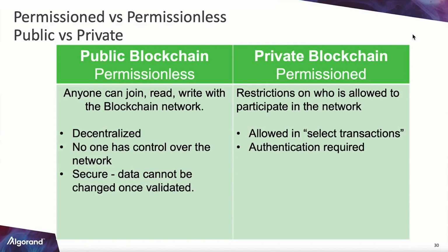Permissioned versus permissionless, and private versus public. We hear this a lot in the industry when folks are talking about blockchain. So a private blockchain is a permissioned blockchain, and a public blockchain is a permissionless blockchain. In other words, anyone can join a public blockchain. Anyone can read, anybody can write to that one block that's being burned, and it's decentralized. No one has control over the network. It's secure, and the data cannot be changed once it is validated.